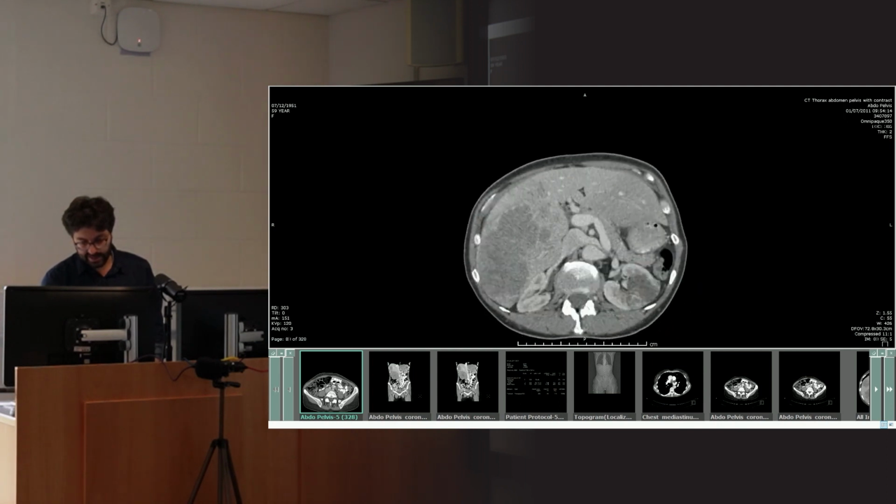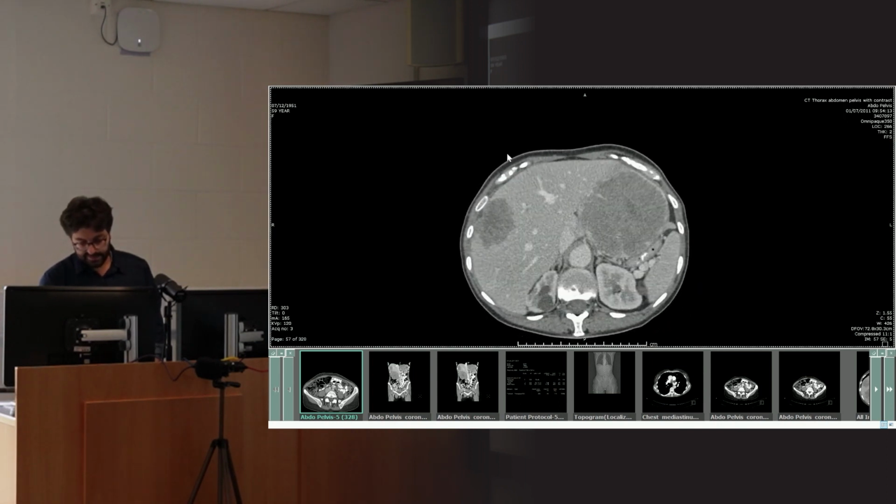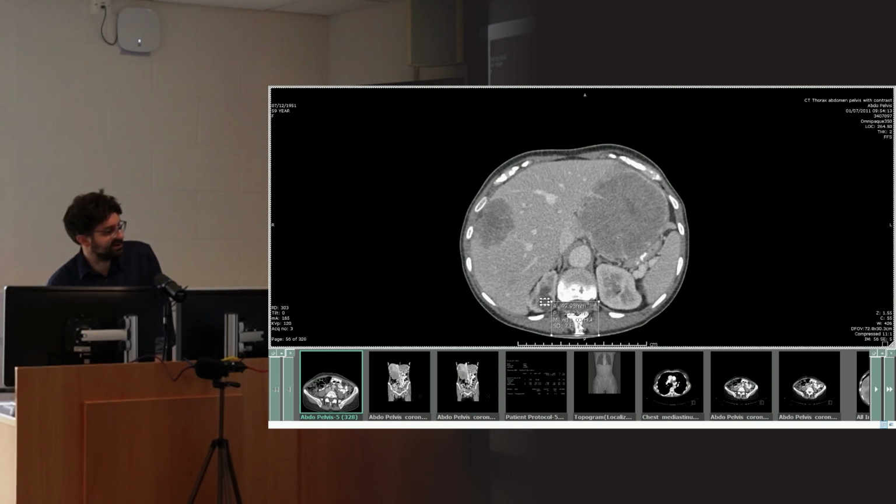Well, what did we learn? If you want to know what something is made of, you draw a region of interest over it. So here, this is a kidney. It's got something in it. Let's measure it. 11 Hounsfield units. That's between 0 and 20. What do we think that is?